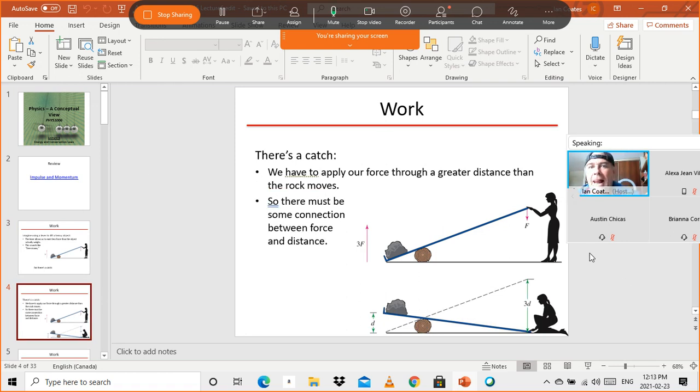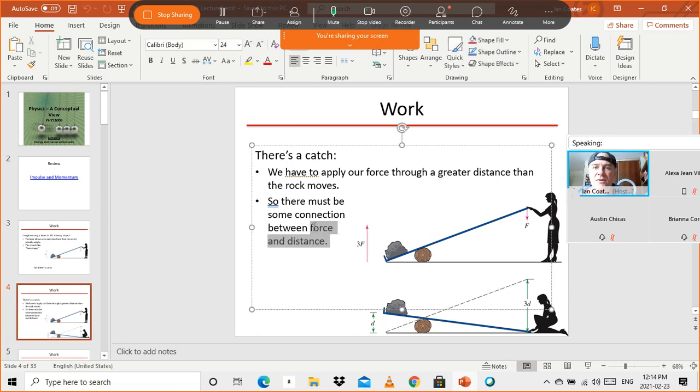Have a look. There is a catch. This isn't free money, so to speak. We have to apply our force through a greater distance. So if I want to lift the rock up to here, and let's just call this 3, it's 3 times the force here. Well, left side has got to equal the right side. So therefore, in order to lift that rock up to this distance here, you've got to move on this side here 3 times the distance. So on this side here, it's 3 force. On this side here, it's 1 force, but it's 3 times the distance. So it all kind of makes sense. And I'll show you what's going to go on here.